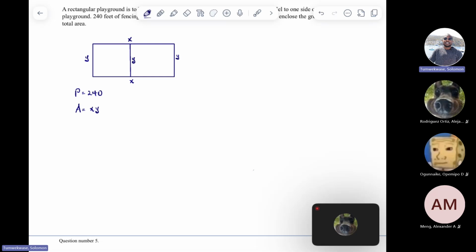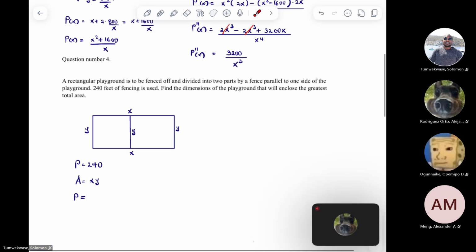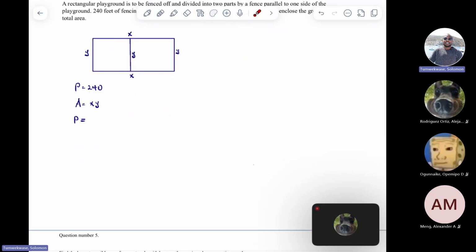We have the perimeter of this rectangle. Like I said, it moves through all the sides, so it will be this plus this plus this plus this plus this, okay? Because we are fencing, this guy is a fence, so we need to fence the middle there. So when we are fencing, we move all through the whole rectangle.